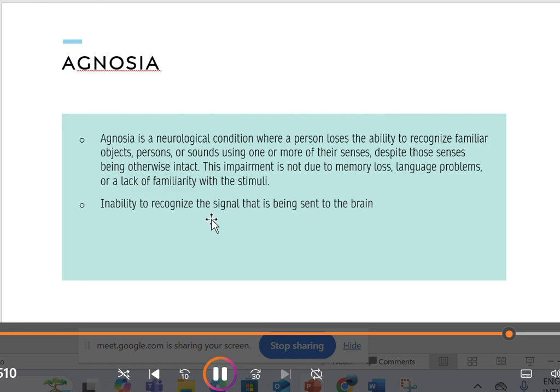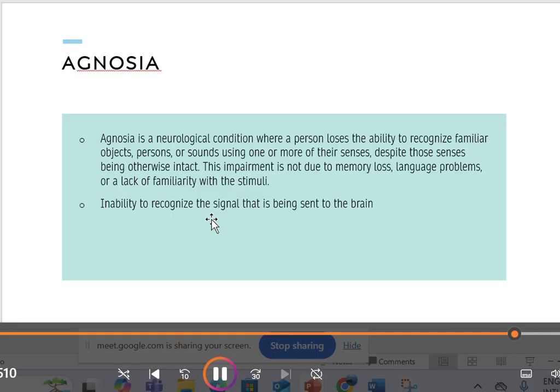Agnosia. Agnosia is a neurological condition where a person loses the ability to recognize familiar objects, persons or sounds. Recognition is the problem in agnosia. I know that thing, I know what it is, but I am not able to recognize it. Then it is known as agnosia. The sound of my pet, I know that is my pet, or the sound of my mother. I am very familiar with that, but I am not able to recognize it.